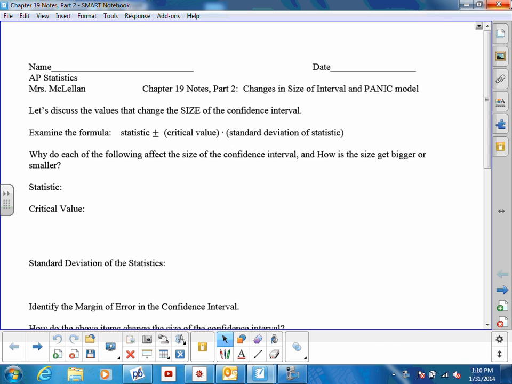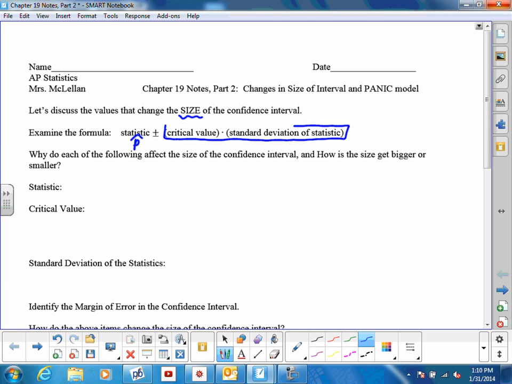So we're going to discuss the things that change the size of the interval. We do that by examining the formula, which you used yesterday when you did your computation: the statistic, which is your p hat, plus or minus the critical value, which is based off your z-score, times the standard deviation of the statistic. Now, we want to really hone in on this piece of the formula.